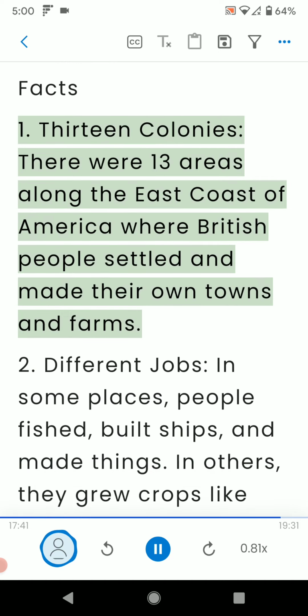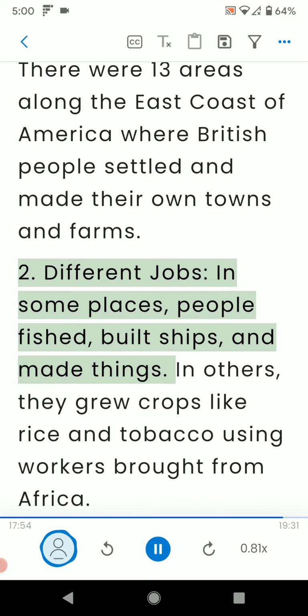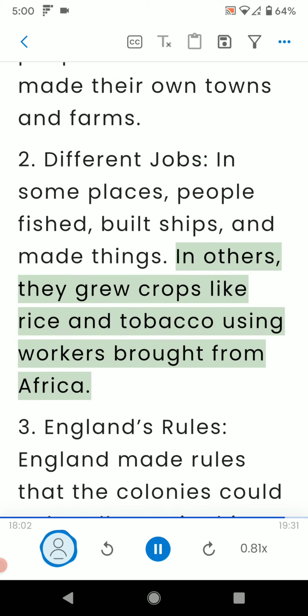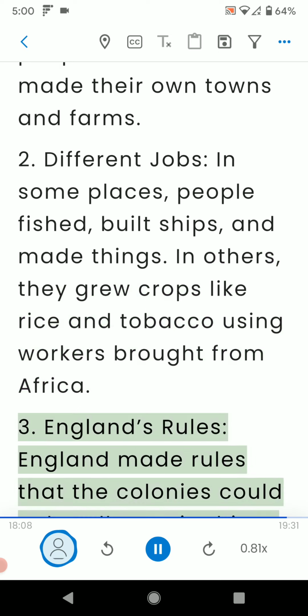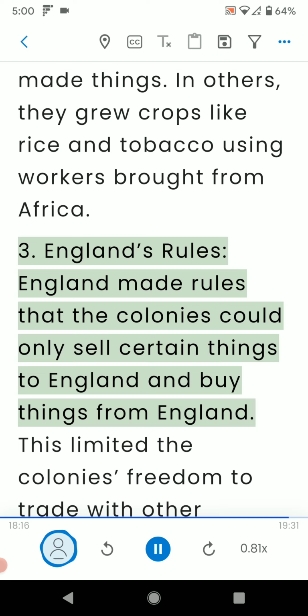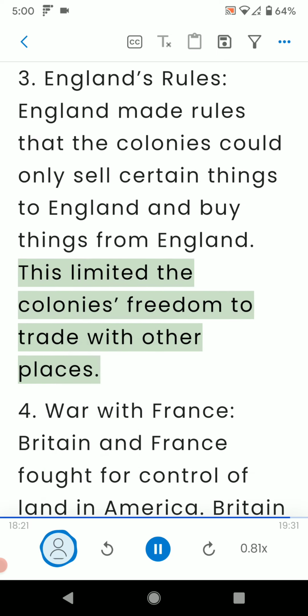Facts. 1. 13 colonies. There were 13 areas along the east coast of America where British people settled and made their own towns and farms. 2. Different jobs. In some places, people fished, built ships, and made things. In others, they grew crops like rice and tobacco using workers brought from Africa. 3. England's rules. England made rules that the colonies could only sell certain things to England and buy things from England. This limited the colonies' freedom to trade with other places.